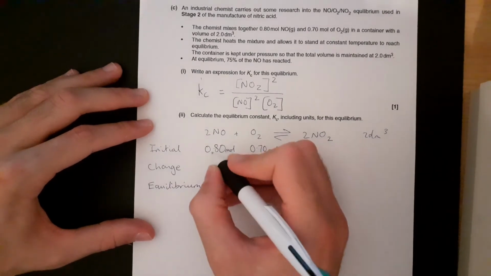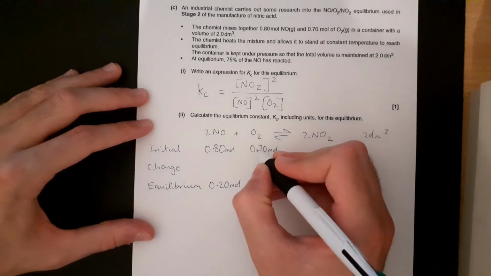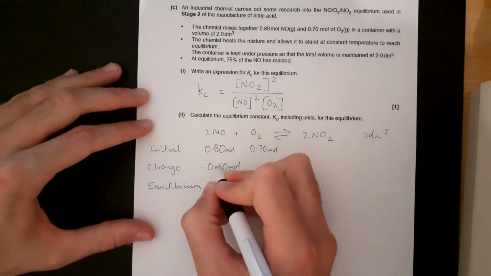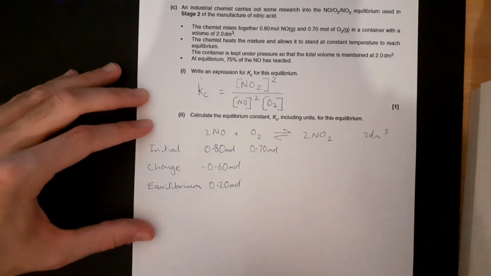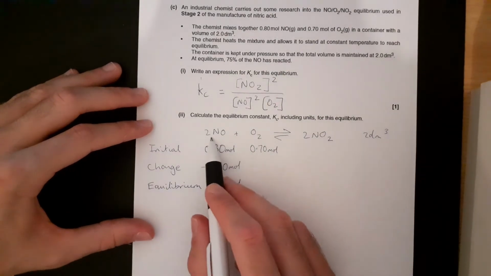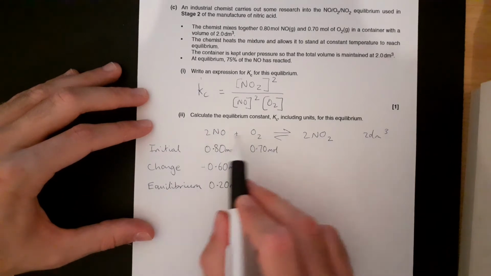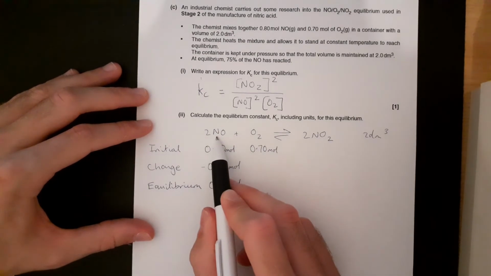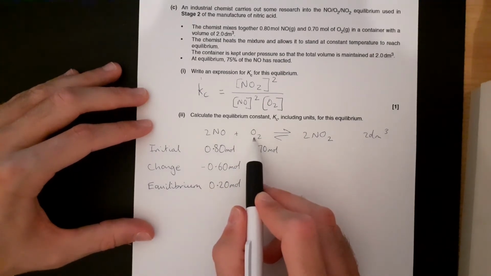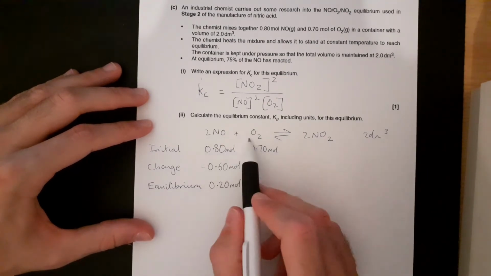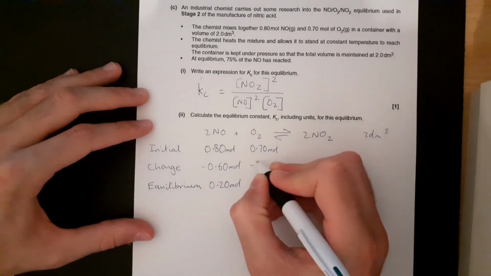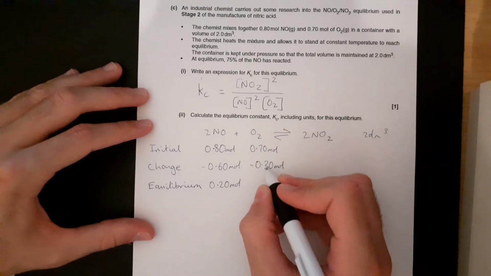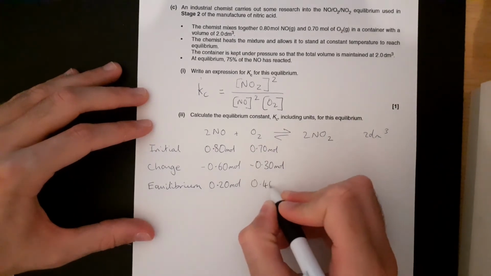So we've got a quarter of it left. And therefore the change that's happened is that we've used up 0.6 moles of the NO. Then we need to look at the ratio here. It's a 2-to-1 ratio. So if I'm using up 0.6 moles of the NO, I'm going to use up half as much of the O2 because they're going to react 2-to-1. So I'm going to use up 0.3 moles of the O2, and so 0.7 take away 0.3 is going to leave me with 0.4 moles.